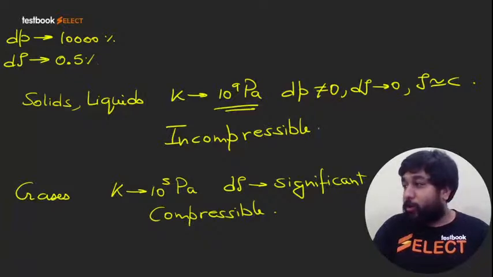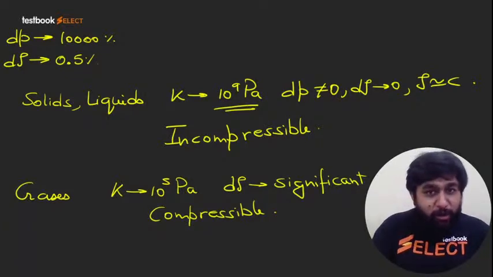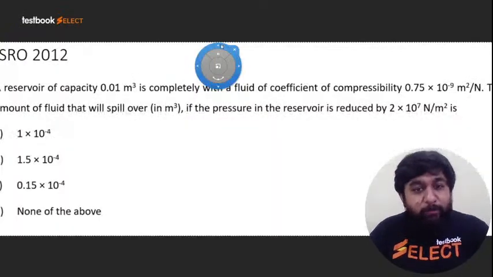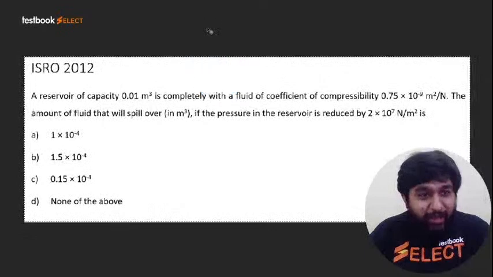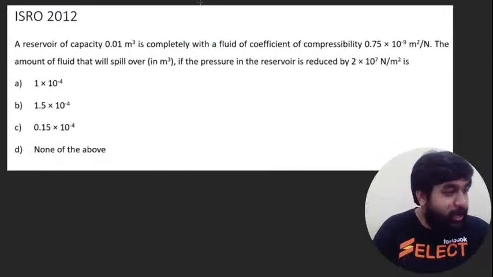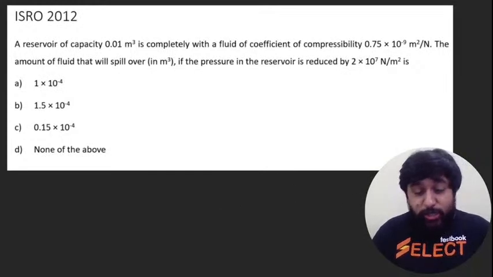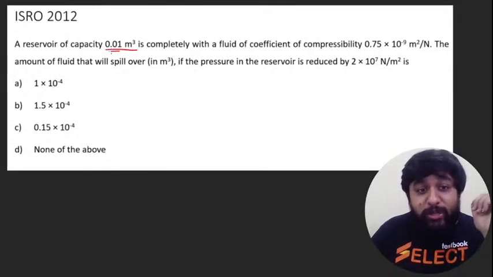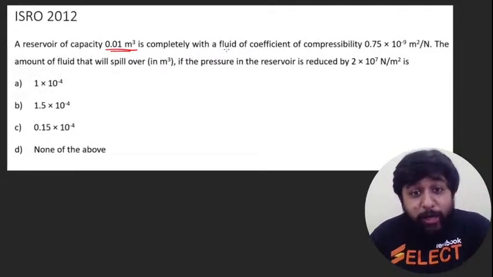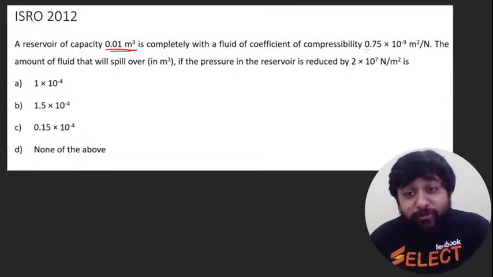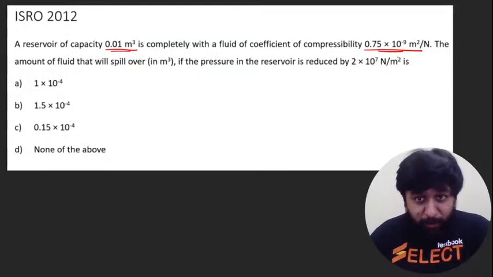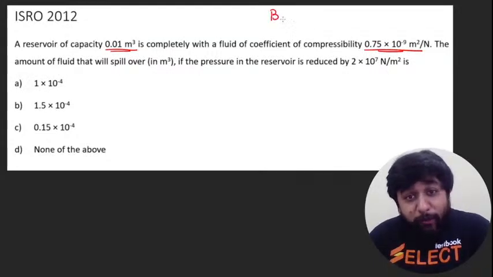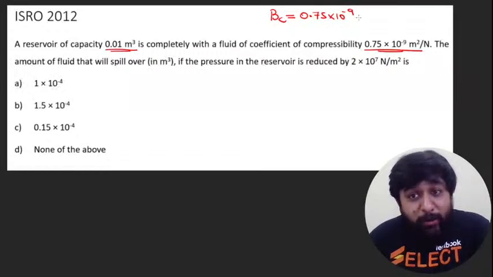So this is a question from ISRO. One thing, I think I have wrongly mentioned the year. I don't think it is from 2012. Maybe the year is something else, but the question is from ISRO. Okay? Now check what the question says. A reservoir of capacity 0.01 meter cube, so there is a reservoir which has this much volume, is completely filled with a fluid of coefficient of compressibility, beta C, given as 0.75 into 10 raised to power minus 9, and this is meter square per Newton, SI unit.